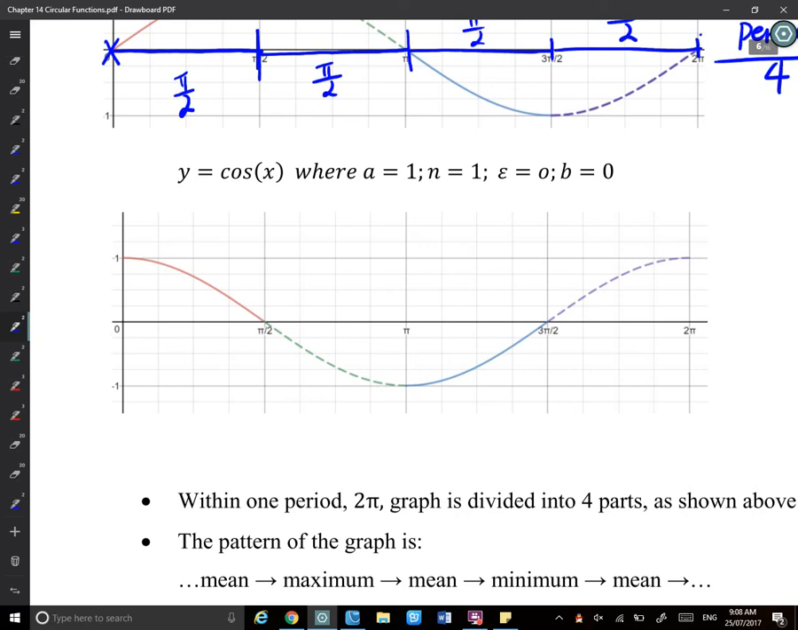Because by knowing the equation, I can find my period. I can know how long each step length is, and I will know the movement of all these points if I know either a maximum point or a minimum point. If I know a mean line point, it doesn't help, because I don't know whether it goes up or goes down.